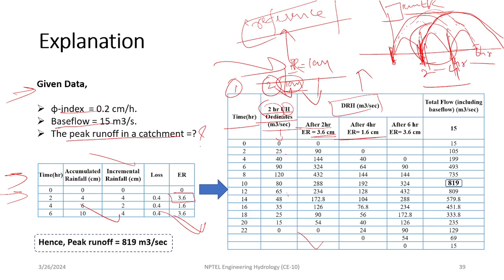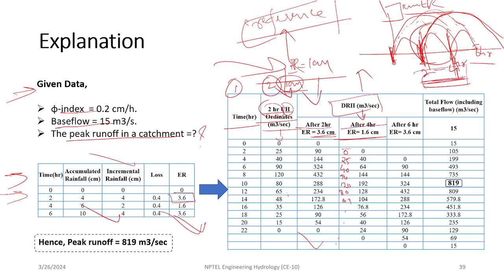Now if it gets shifted, then what values will you be getting? You will be getting 0, then 25, then 40, then 90, then 120, then 80, 65 and so on. Now this is again a 2 hour unit hydrograph for this storm. Got it? Only 2 hours, because the event is happening for 2 hours only.